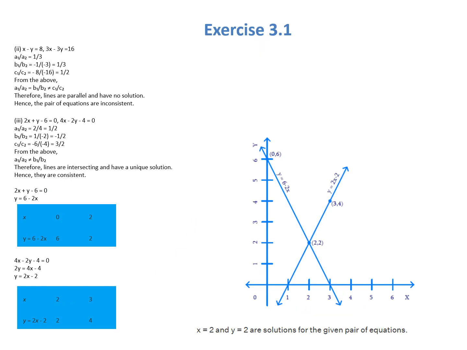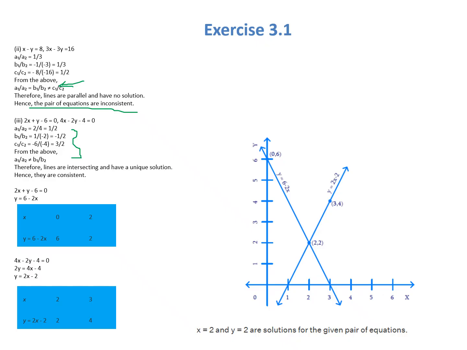Okay, so we'll come to the second question of exercise 3.1, fourth question. This is the second part of the fourth question. So we have a given set of equations, and when we apply the logic of a1 by a2 is equal to b1 by b2 is equal to c1 by c2, we find that here a1 by a2 is equal to b1 by b2 but not equal to c1 by c2, and hence this is inconsistent. So we cannot draw a graph here because these are parallel lines. And likewise for the third question, when we apply the logic here, we find that a1 by a2 is not equal to b1 by b2. So which means that this can be presented on a graph, and it is going to have a unique solution.